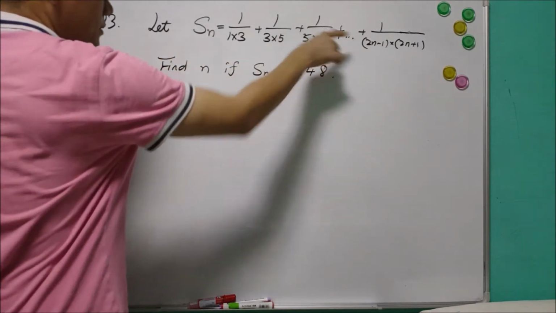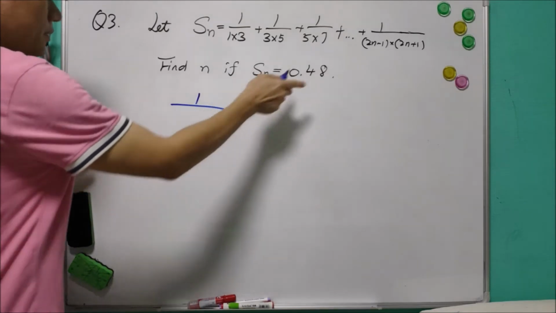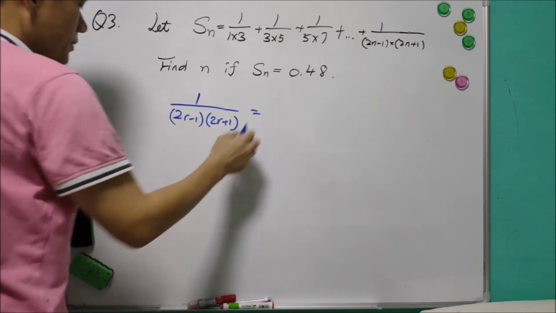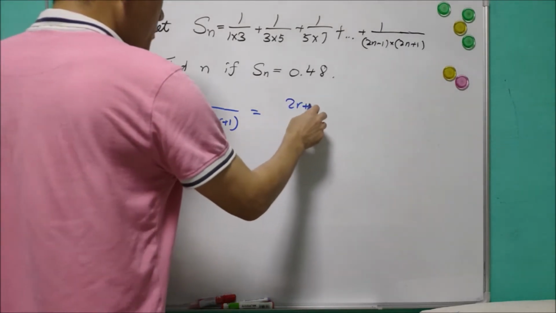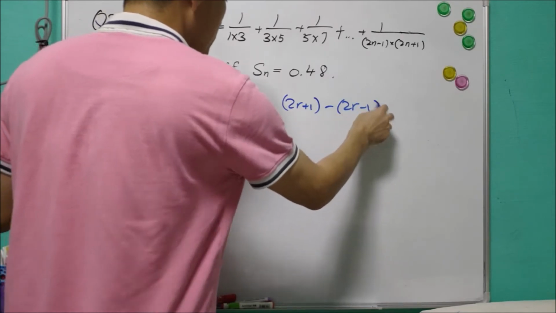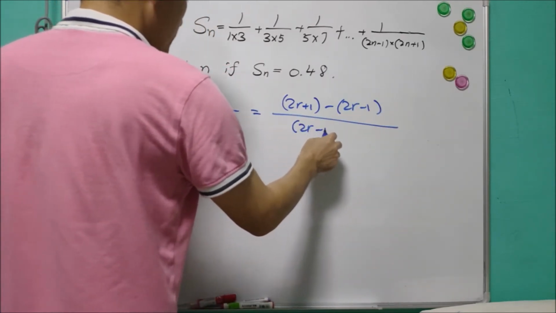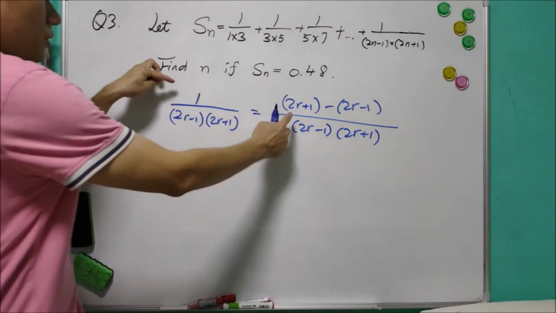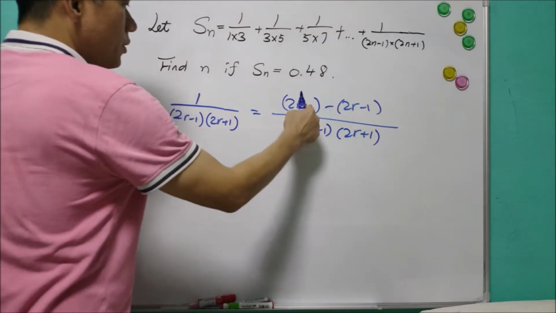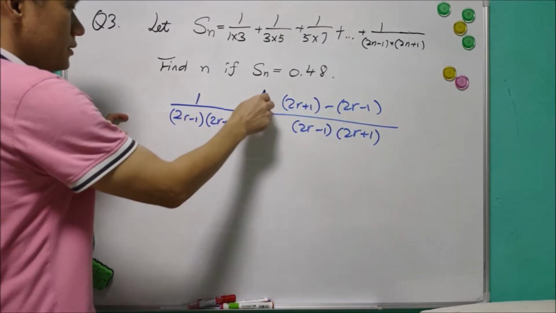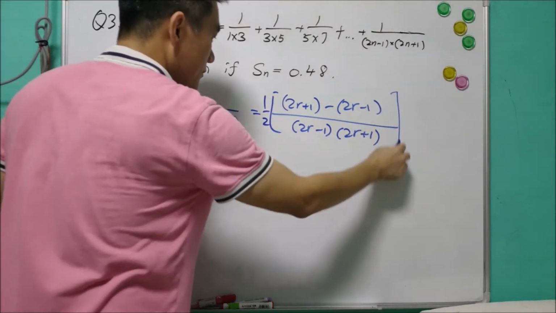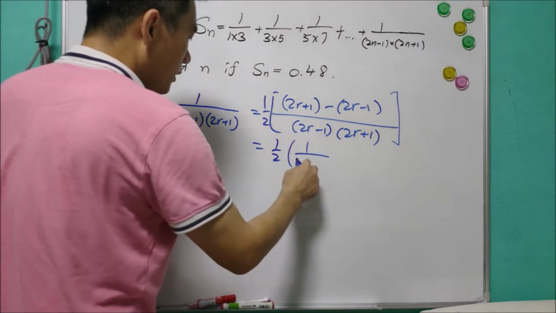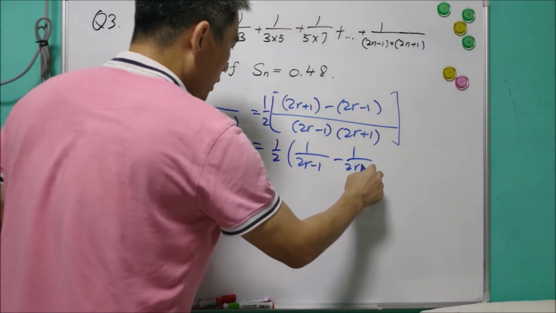First of all, each of the terms here can be represented as 1 over (2r minus 1)(2r plus 1). And this can be written as [(2r plus 1) minus (2r minus 1)] over (2r minus 1)(2r plus 1). We have to check it carefully. So for this, 2r minus 2r cancels off. 1 minus negative 1 is 2, but there's 1 here, so there should be a half here. So the partial fraction for this should be equal to half times [1 over (2r minus 1) minus 1 over (2r plus 1)].